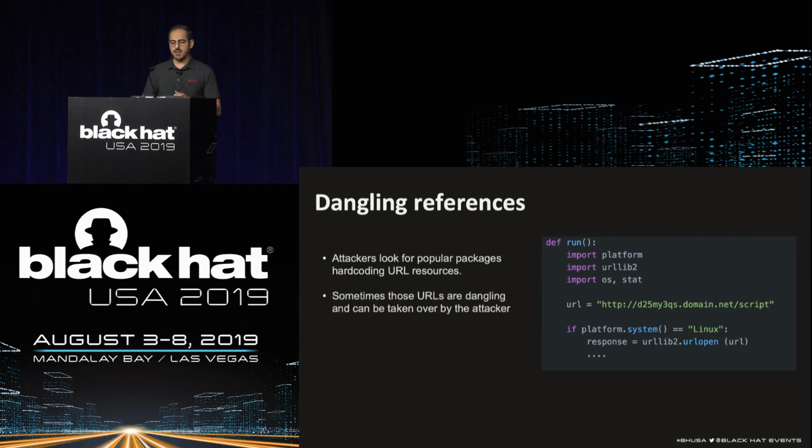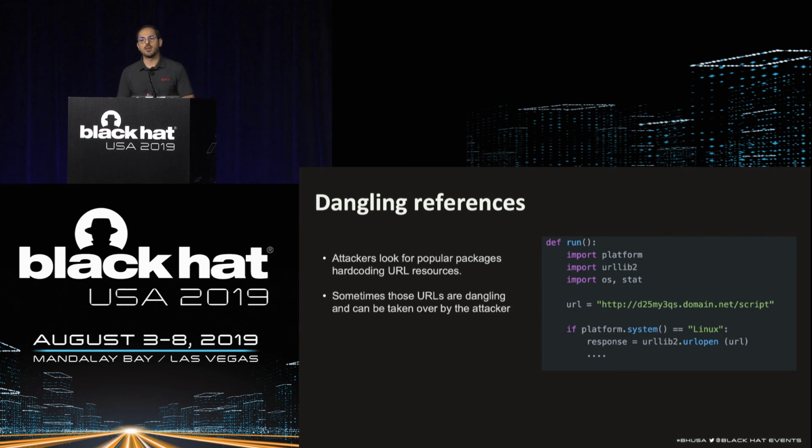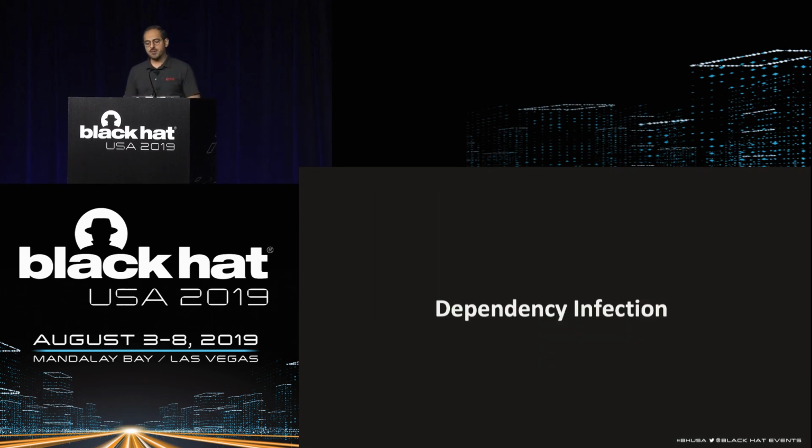So what happens is the attackers will go and reserve that domain or that S3 bucket, and in turn, they get access to all the packages that are using that specific domain or that S3 bucket. So if any of these methods don't work, then attackers will try to do dependency infection. Dependency infection is another method that you can use to inject malicious code into open source packages.